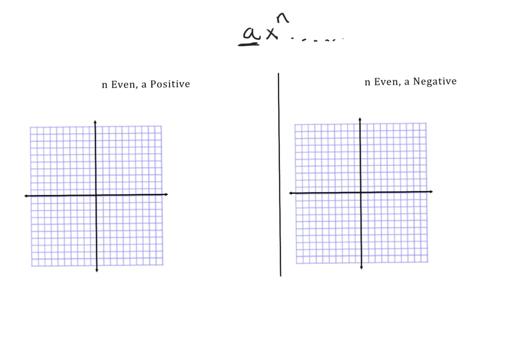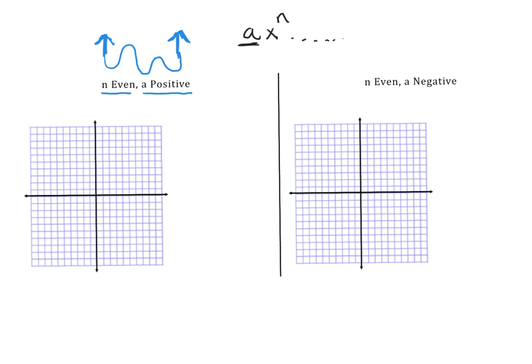So for starters, when n is even, but a is positive, that is telling me information about my end behavior. My end behavior will go towards positive infinity. My y values will go towards positive infinity in both directions. So in between, it could be doing lots of things, but the end behavior is going the same direction.